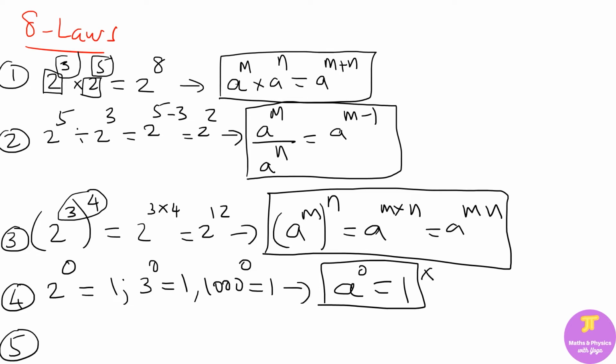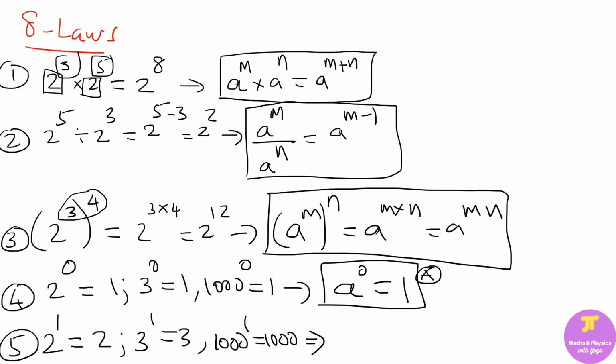This is quite important. And the fifth one is, let's say 2 to the power 1 is 2, 3 to the power 1 is 3, 1000 to the power 1 is 1000. So anything to the power 1 is equal to the base. How can we generalize this one? a to the power 1 is a. So this is also an important law to remember.